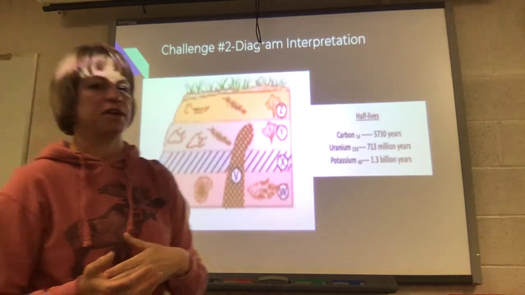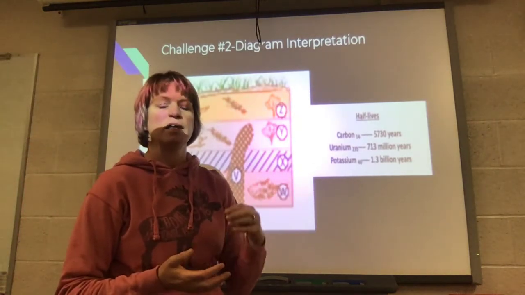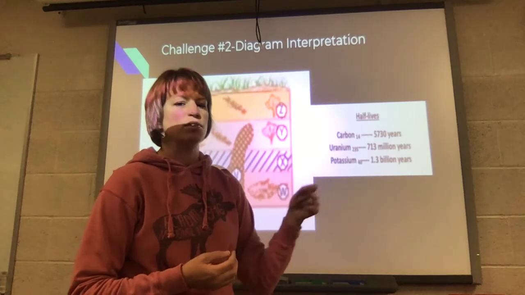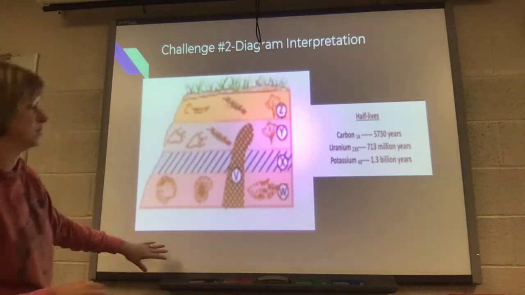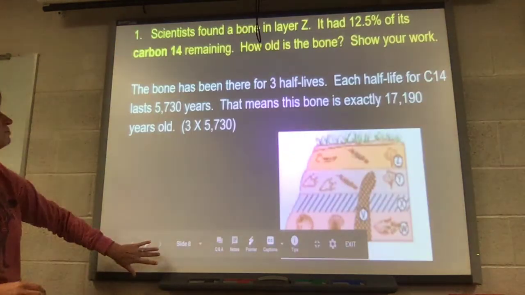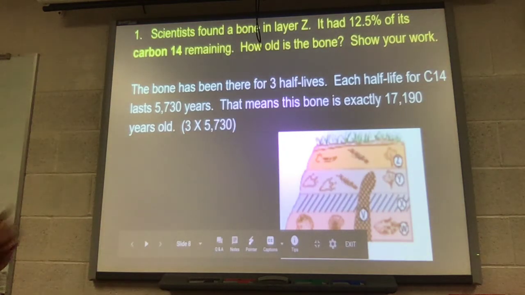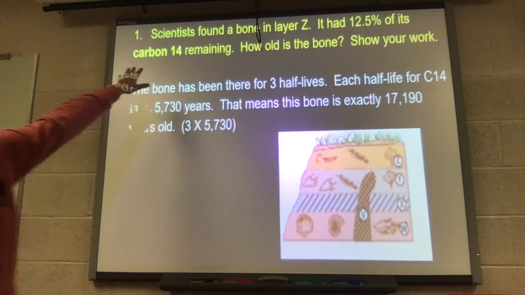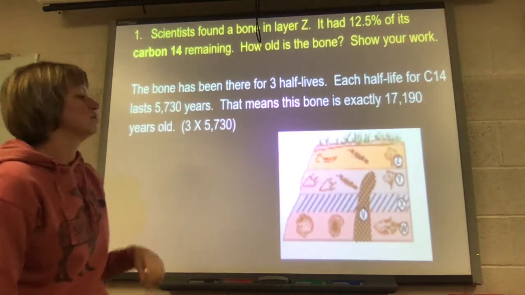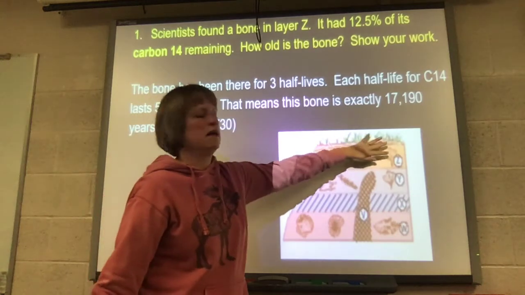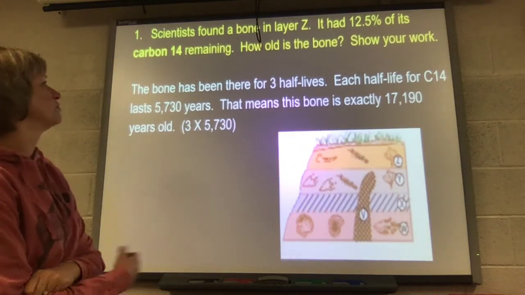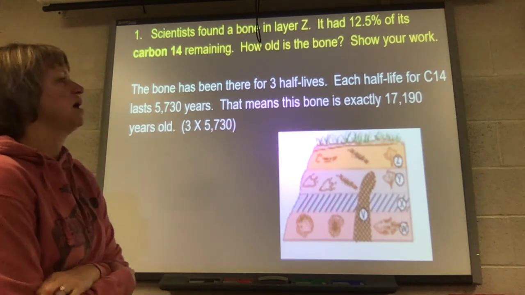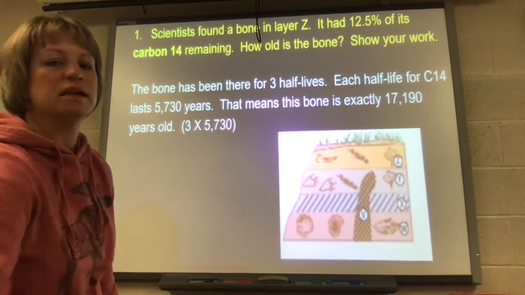By the same method, I mean they can use radiometric dating. They can ask how much of that is left compared to what there should have been, and figure out the absolute exact age. The first question says scientists found a bone in layer Z. So the first thing you have to do is look at layer Z, and you see it up here on top. This bone had 12.5% of its carbon-14 left. How old exactly is that bone?